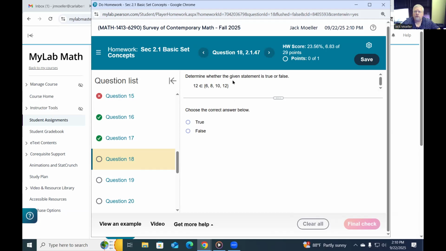Okay. So determine whether or not the given statement is true or false. 12 is an element of the set 6, 8, 10, 12. Well, it's true because 12 is an element in that set.